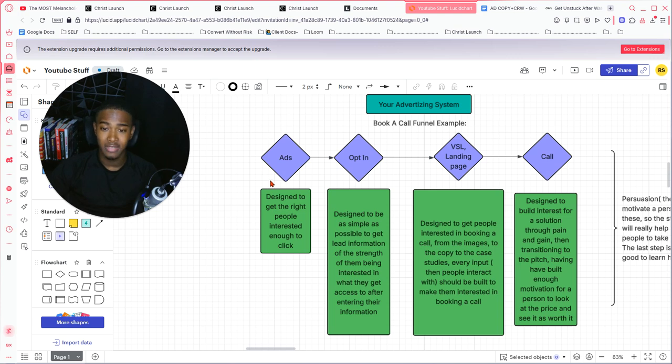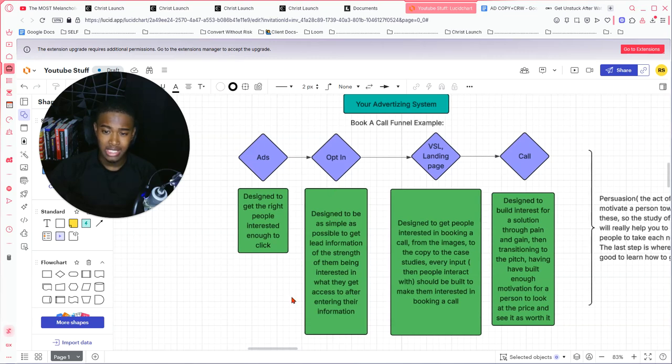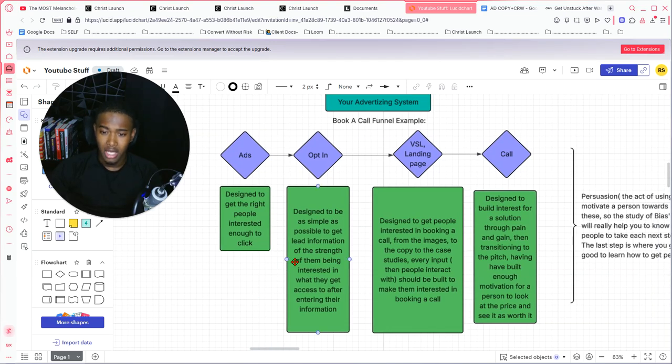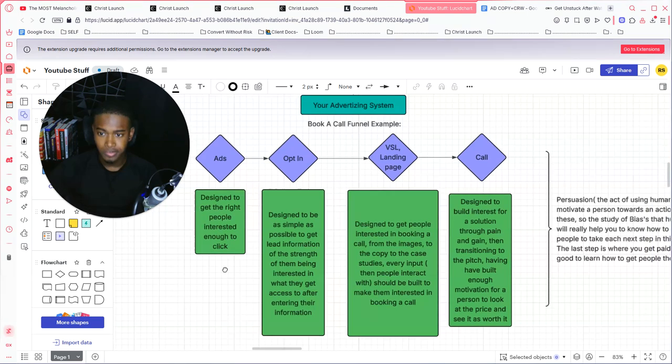Now, let's talk about ads, right? So the idea of ads is to design it to get the right people interested enough to click. And the opt-in is designed to be as simple as possible to get lead information off the strength of them being interested in what they get access to after entering their information. People don't just give you their name, phone number, email just for fun. They're giving it to you in exchange for something. They want to know what's next. They want to see your video. They want to learn more about your solution.